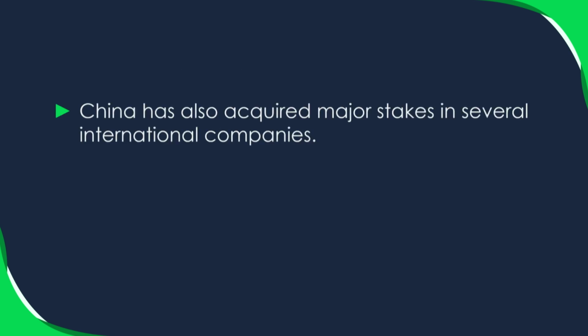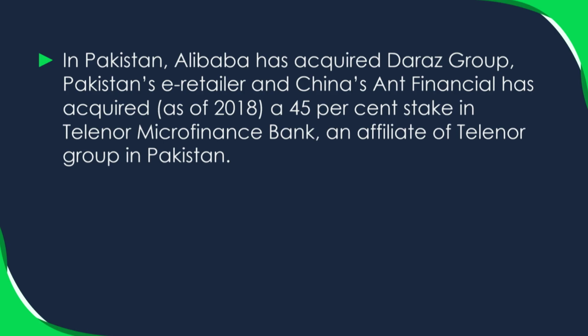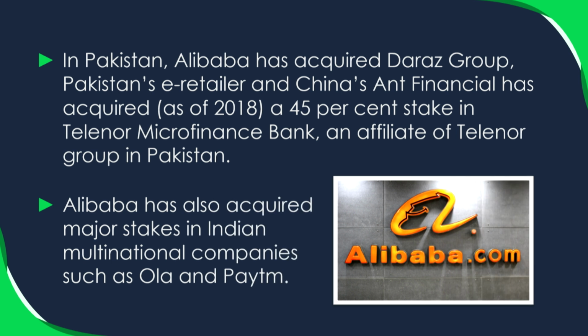China has also acquired major stakes in several international companies. For instance, in 2018, one Chinese company acquired a 25% share in the Dhaka Stock Exchange. In Pakistan, Alibaba has acquired Daraz Group, Pakistan's e-retailer, and China's Ant Financial has acquired a 45% stake in Telenor Microfinance Bank, an affiliate of Telenor Group in Pakistan. Alibaba has also acquired major stakes in Indian multinational companies such as Ola and Paytm.